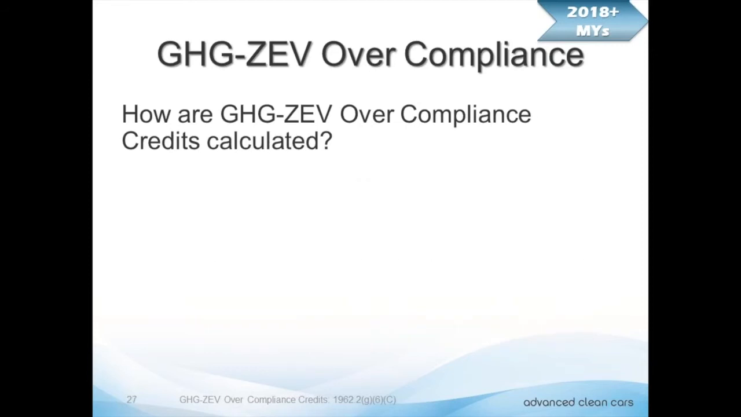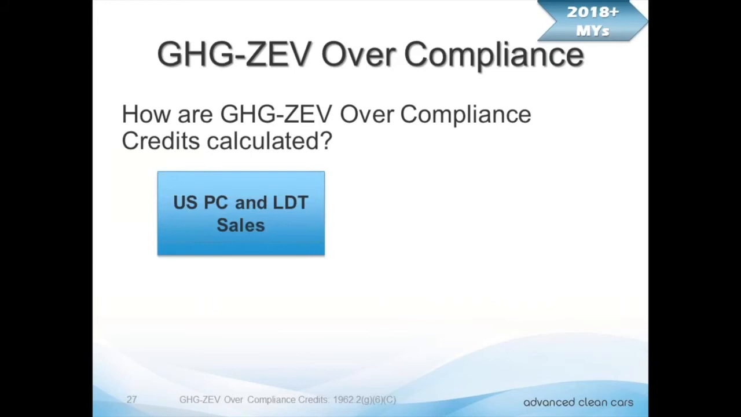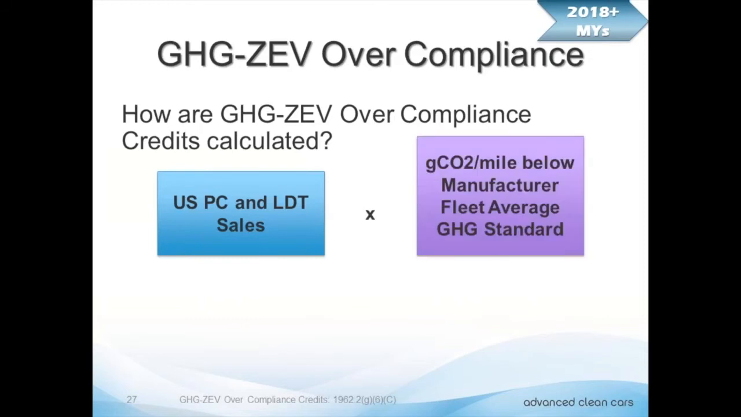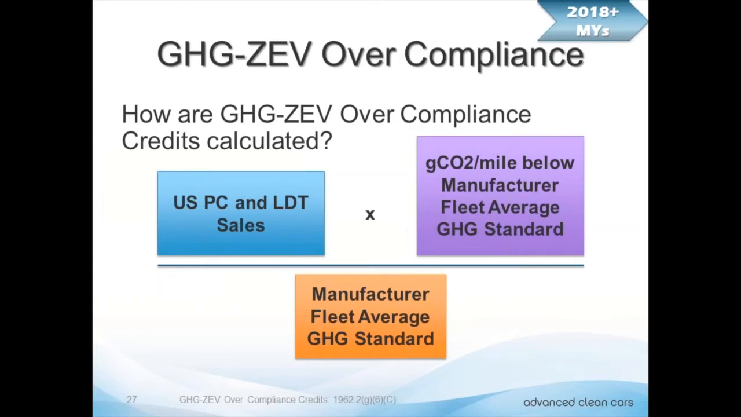In order to calculate GHG ZEV overcompliance credits, we start with a manufacturer's total U.S. passenger car and light-duty truck sales for a given model year. This is then multiplied by the amount that a manufacturer has over-complied with its GHG fleet average program requirement in that same model year. That value is divided by the manufacturer's GHG program requirement for the same model year.